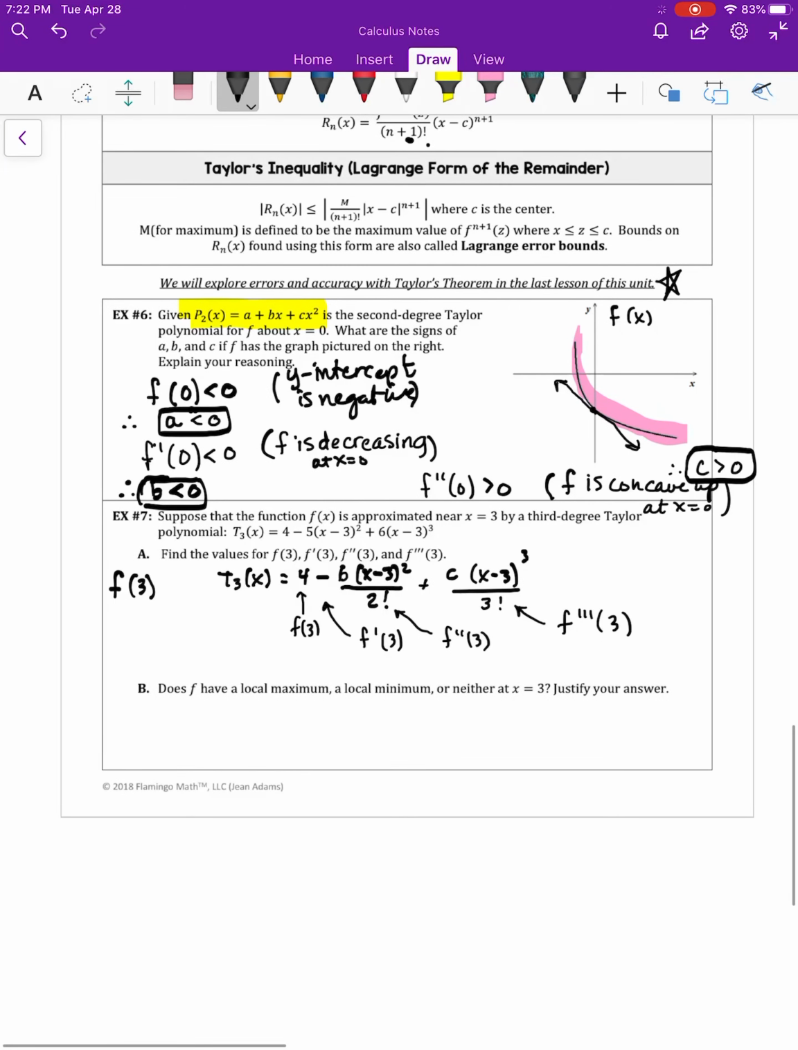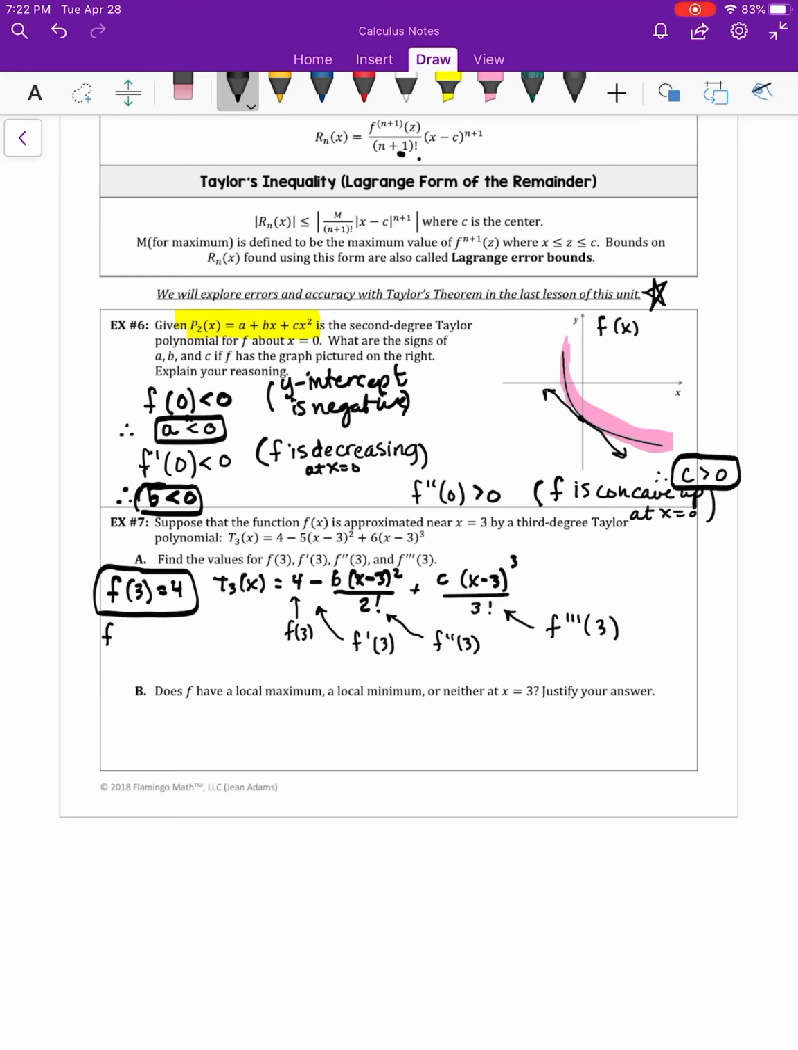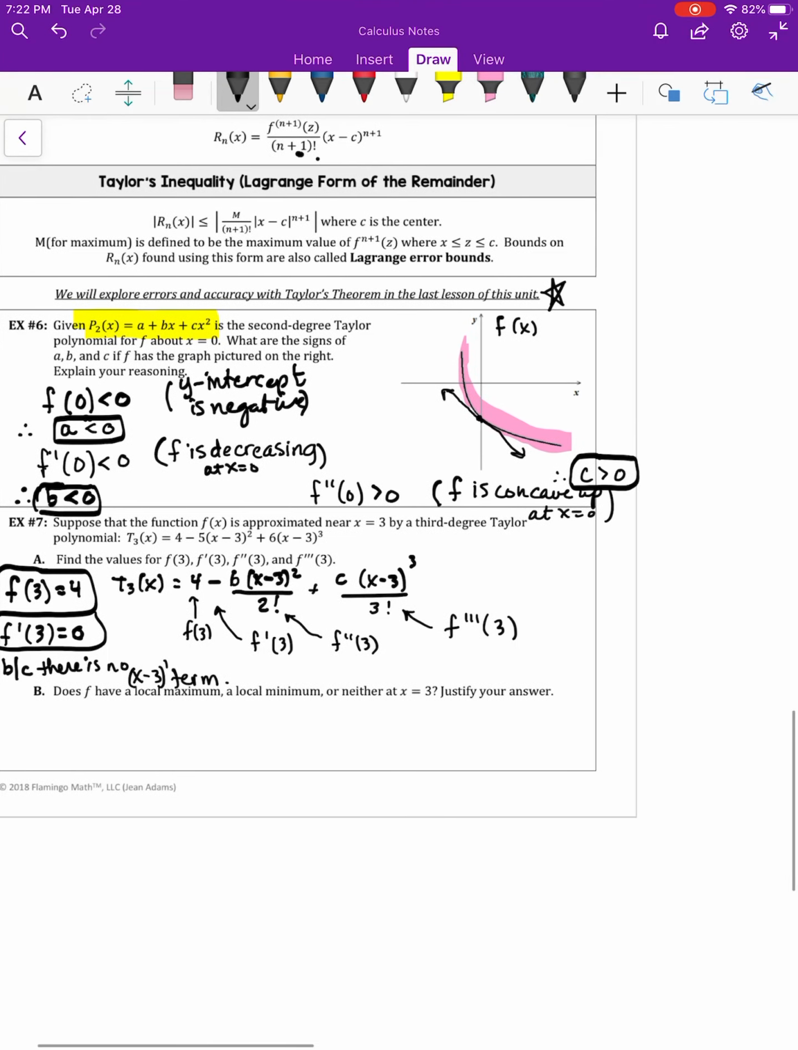So now we can see that these are going to be our answers, that f of 3 is 4. So that's one of our answers. And f prime of 3 is 0, because there wasn't anything there. I put this because there is no (x minus 3) to the first power term. Okay, that's the reasoning.